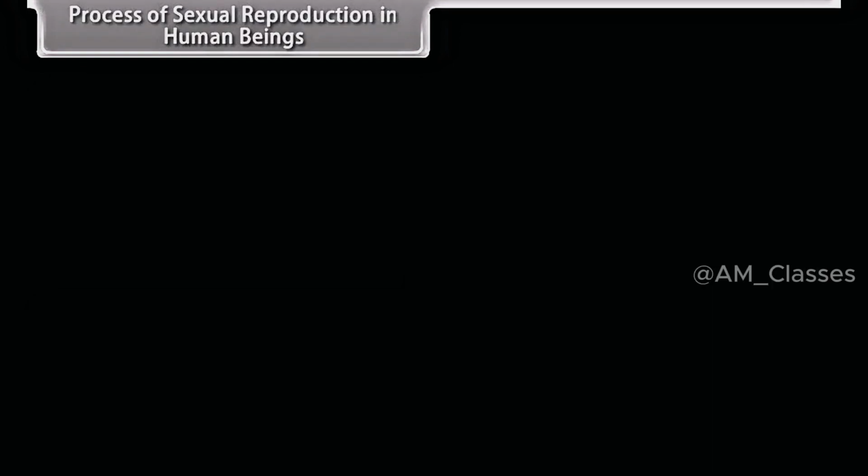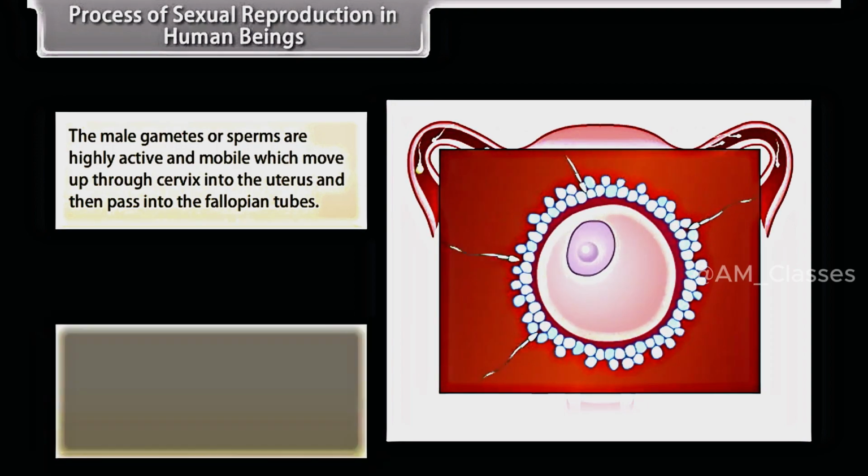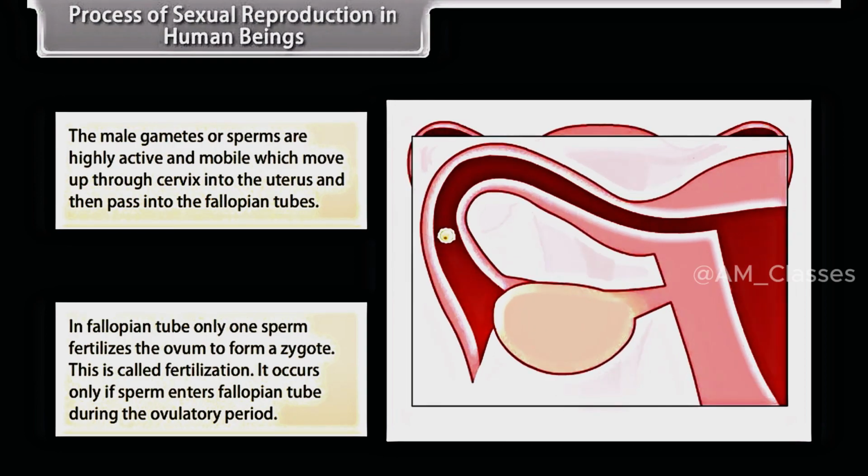Process of sexual reproduction in human beings. The male gametes or sperms are highly active and mobile, and move up through cervix into the uterus and then pass into the fallopian tubes. In fallopian tube, only one sperm fertilizes the ovum to form a zygote. This is called fertilization. It occurs only if sperm enters fallopian tube during the ovulatory period.